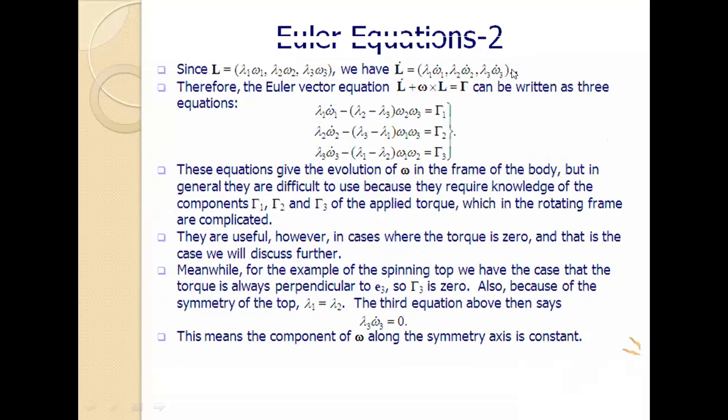So as I mentioned, L is a function of lambda 1 omega 1, lambda 2 omega 2, lambda 3 omega 3. So what are these, sir? Lambda 1, lambda 2, lambda 3 are eigenvalues. What do you call it? Eigenvalues.